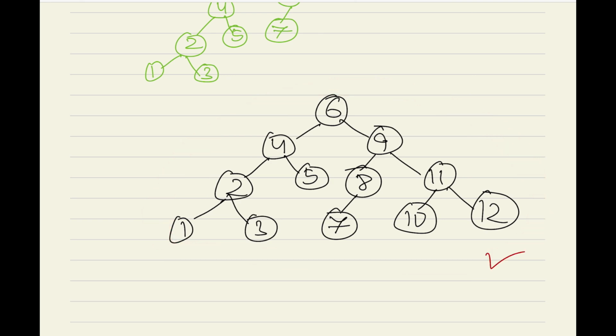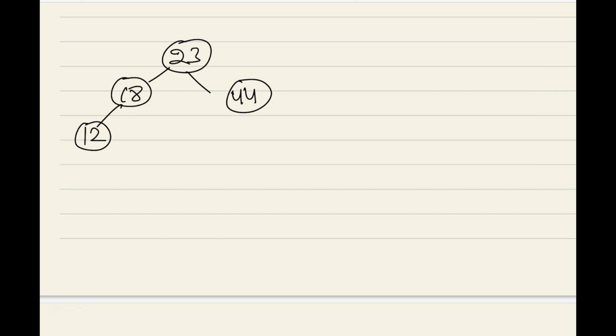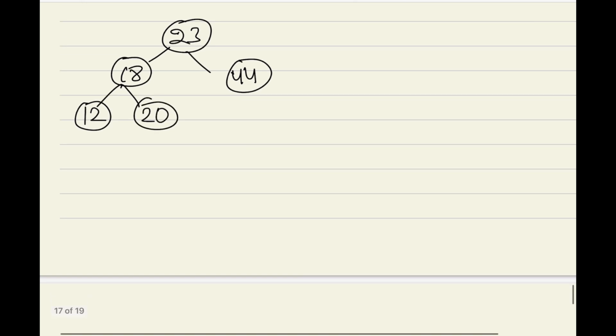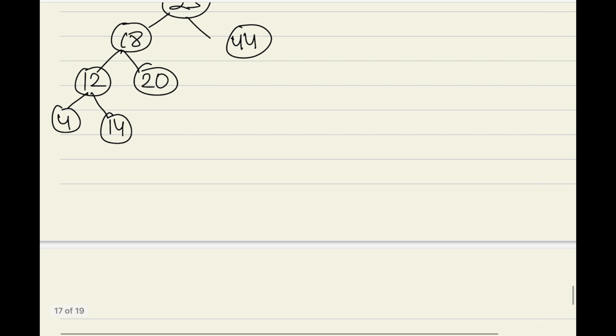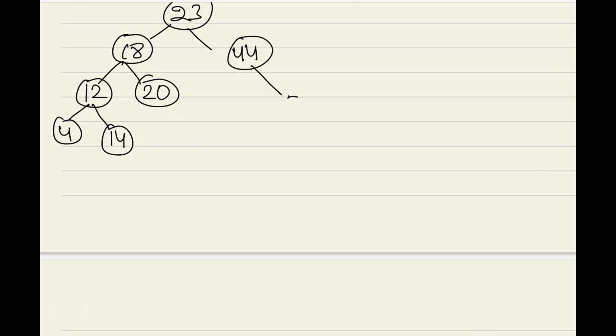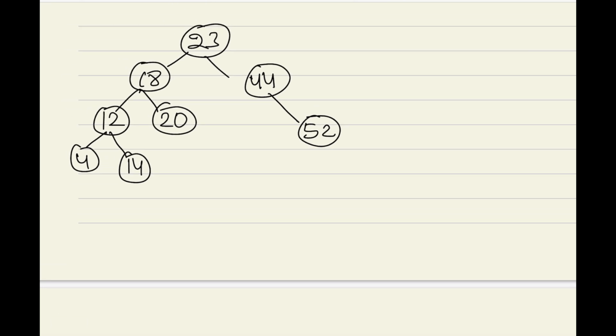So I hope this is clear to everyone how we are executing the LR rotation. Now we will see another example on this, so that it will be more clear. So assume in the root we have 23 and its left is 18, right 44, then left is 12, then for 18 the right is 20, and here it is 14, then for 44 its right is 52. So now you can find the balance factor of each node here in this example.